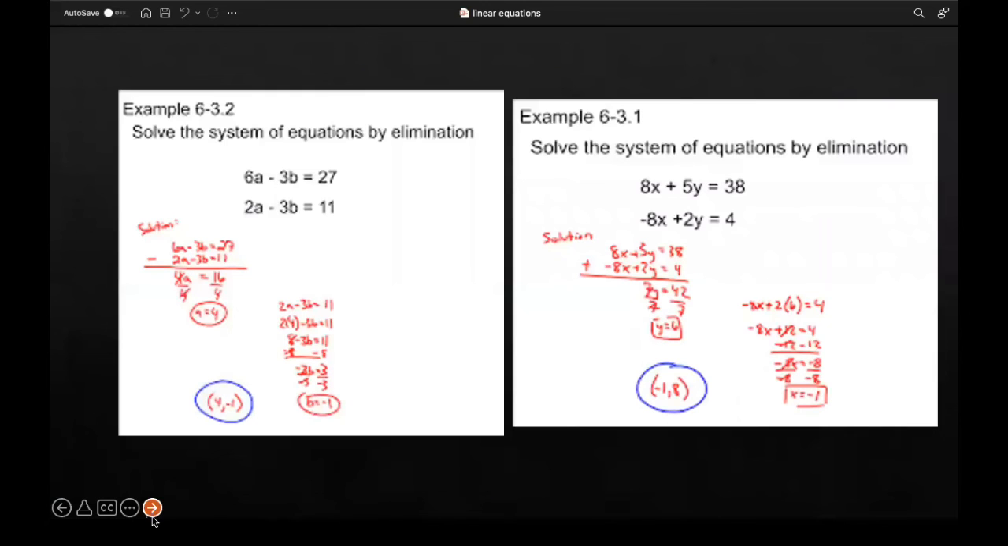Last but not least, let's solve a couple of other examples real quick. So solve the system of equations by elimination. So we have here, it's very obvious and simpler than the one that we just solved. This is because 6a minus 3b equals 27, and 2a minus 3b equals 11. We can notice that there is a variable that's similar to the other, so we can cancel it out easily. However, you need to keep in mind how we can combine those two equations together. Is it by addition or subtraction?